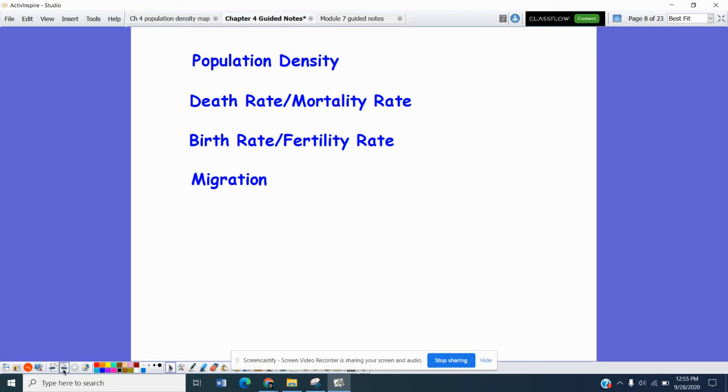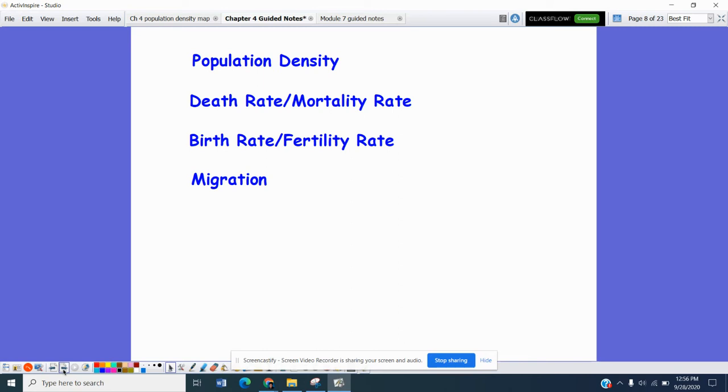The birth rate is the number of live births per 1,000. And sometimes that is known as the fertility rate. This kind of gives us an idea of what parts of the world where the population might be growing very rapidly due to a number of births.